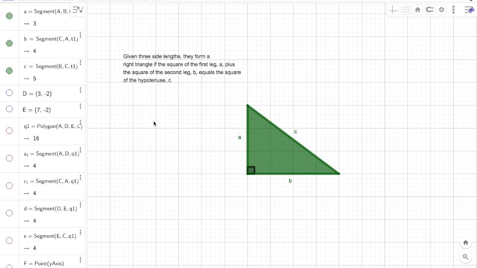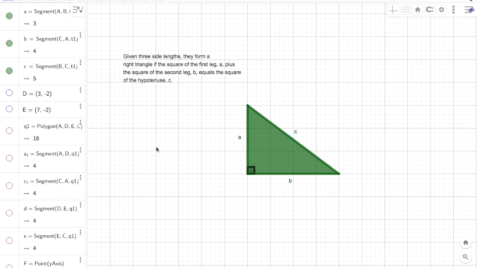So, given three side lengths, that refers to the three side lengths of a triangle. In this case, we're talking about a right triangle. So that's the next part. They form a right triangle, which is any triangle that has a right angle, a 90-degree angle right here. They form a right triangle if the square of the first leg, a, now let's walk through that a little bit.